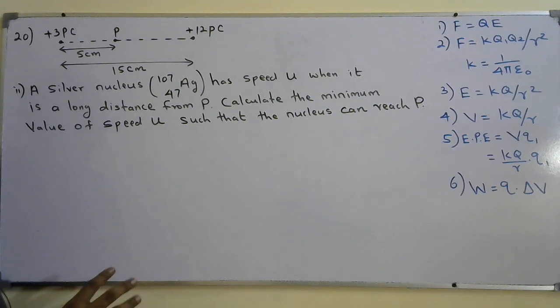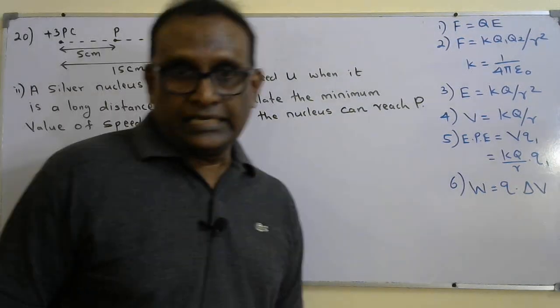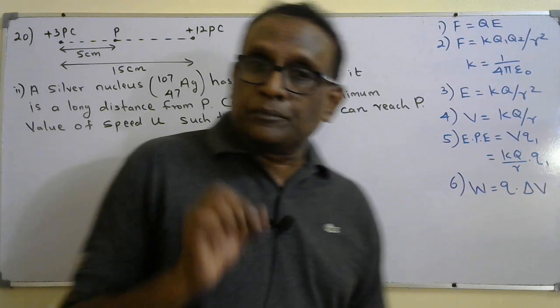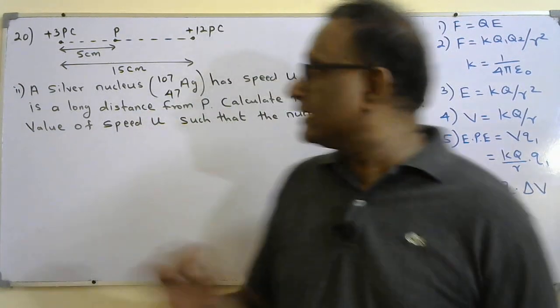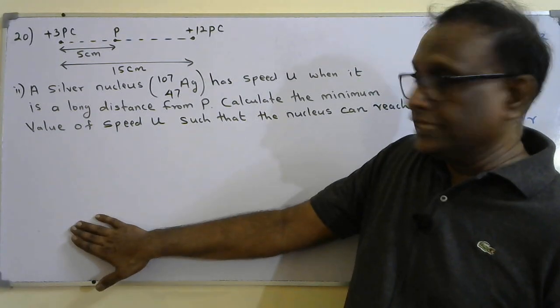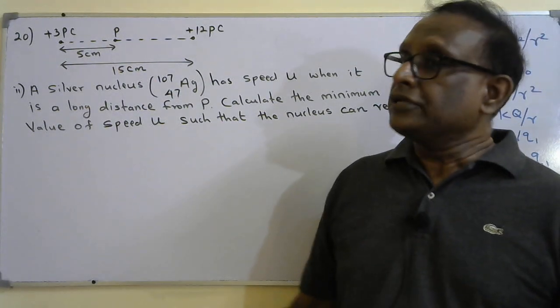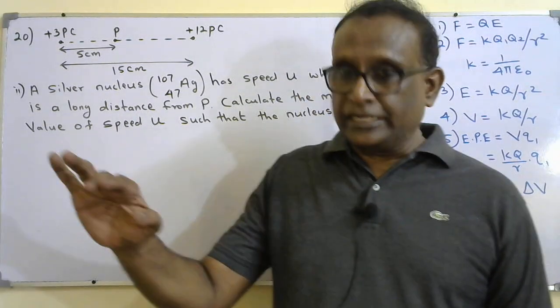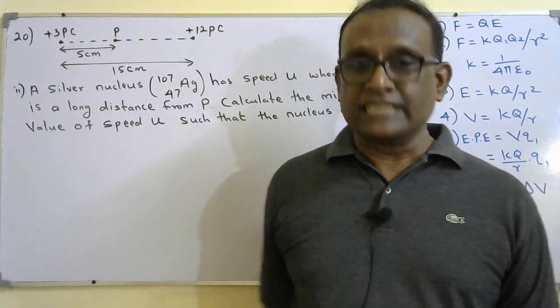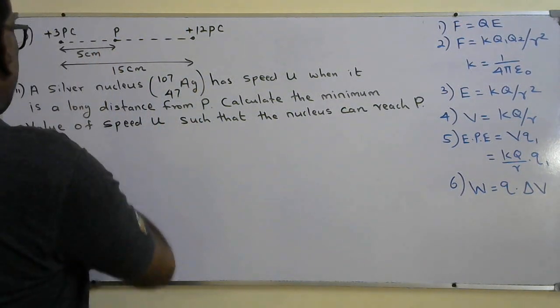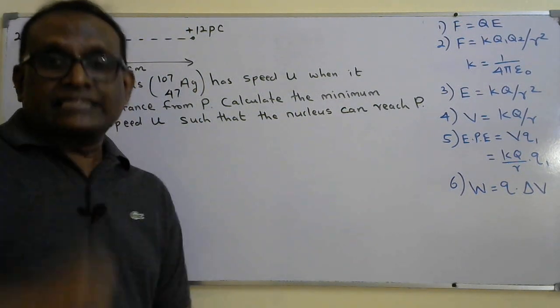So it's moving from a 0 potential to a point P that has potential of 1.62 volt. That means a positively charged particle, that is the silver nucleus, is moving from lower potential to higher potential. I told that whenever a positive particle moves from lower potential to higher potential, it will lose its kinetic energy. The question is, find the minimum value of speed u when it is at the initial point.